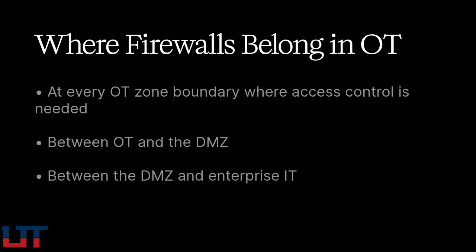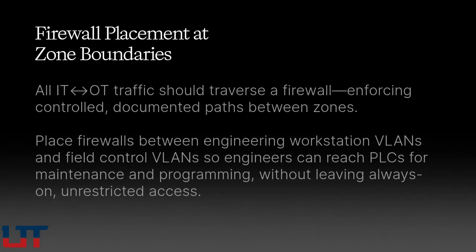In an OT environment, firewalls belong at every zone boundary where you want to enforce access control. The most critical placement is between the OT environment and enterprise IT, specifically between the OT network and the DMZ, and between the DMZ and the enterprise IT network. Every piece of traffic crossing from IT to OT or OT to IT should pass through a firewall. A firewall also belongs between engineering workstation VLANs and the field control VLAN. Engineers need access to PLCs for programming and maintenance, but that access should be controlled, not always on and unrestricted.